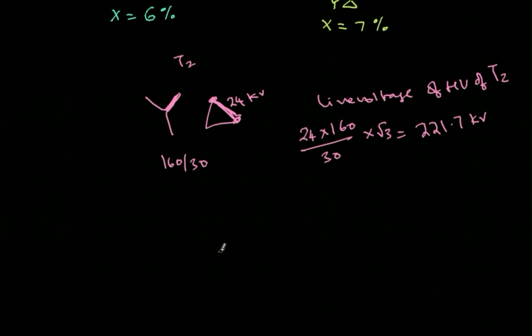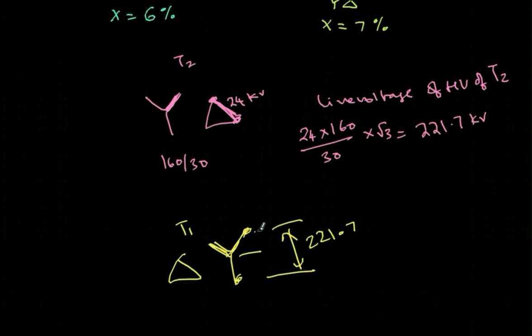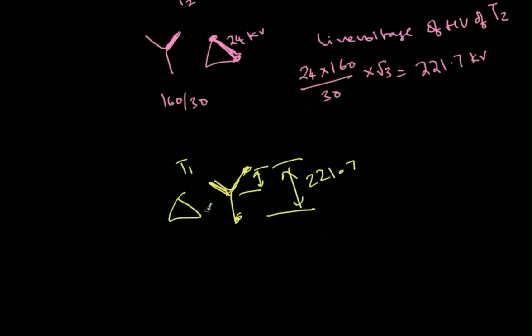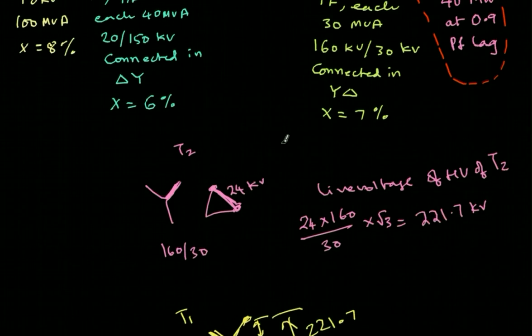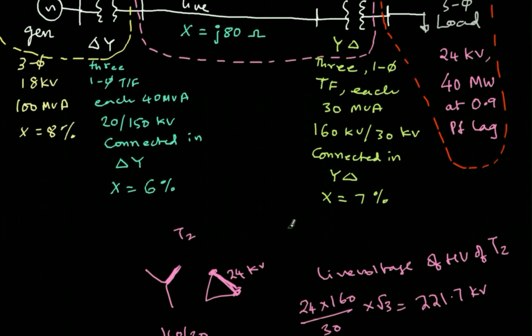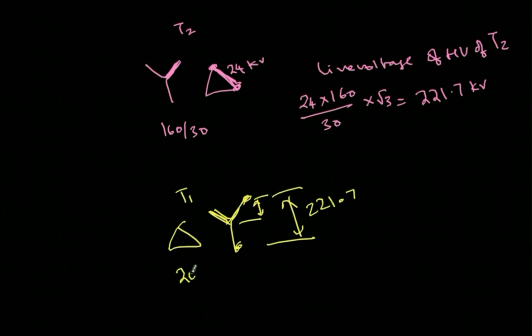So I have a transformer T1. It is a star and delta. So here line to line voltage is 221.7. So therefore, what will be the phase voltage? So that it will be 221.7 by root 3. And what is the turns ratio here? Turns ratio, if I now look at it, 20 by 150 kV. So this is 20 kV by 150 kV.